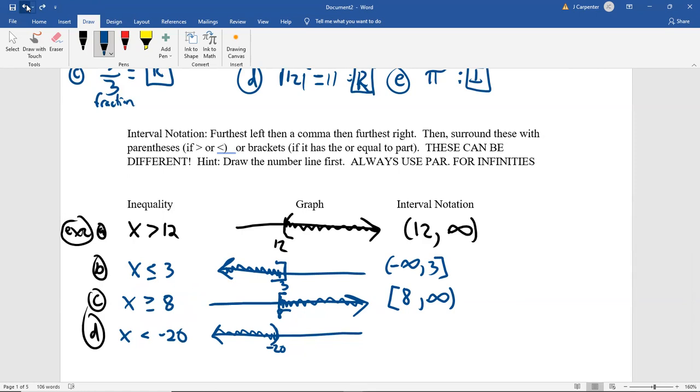All right, x is less than -20. What goes before the comma? What number or type of infinity? -infinity, and then after the comma? -20. We know the infinity gets a parentheses, but how about the -20? Parentheses. We also get a parentheses. Awesome. That's interval notation. Again, it's just something that you have to practice. It's like flipping a coin. Otherwise, you'll get it right half the time and wrong half the time.